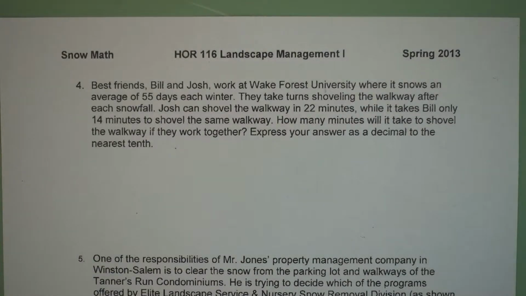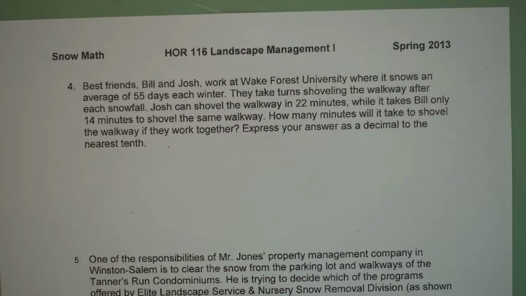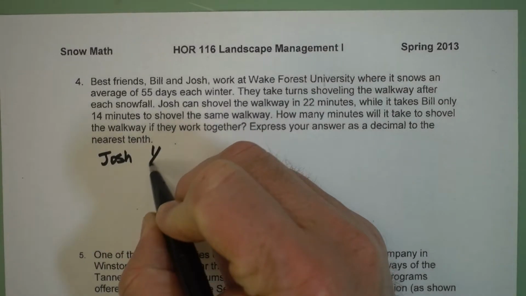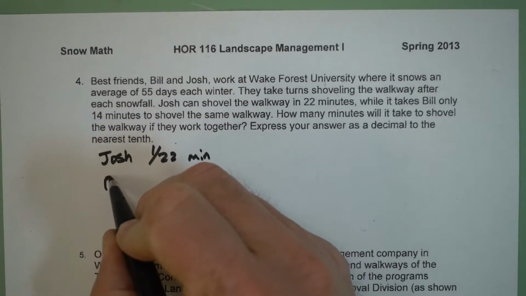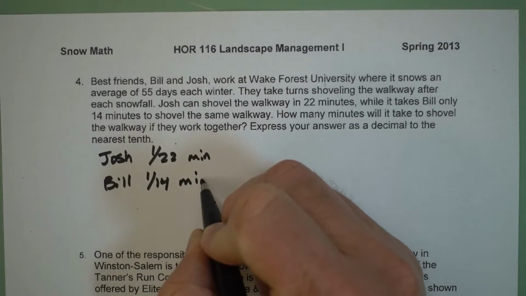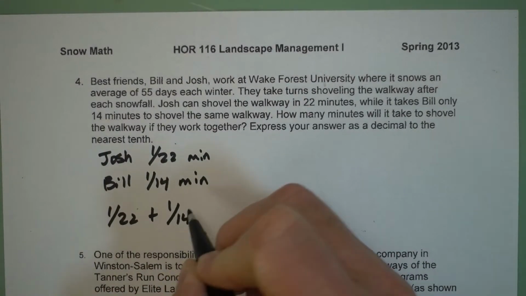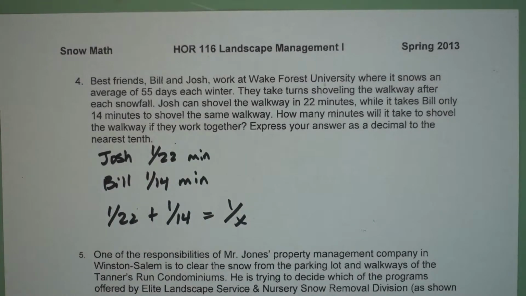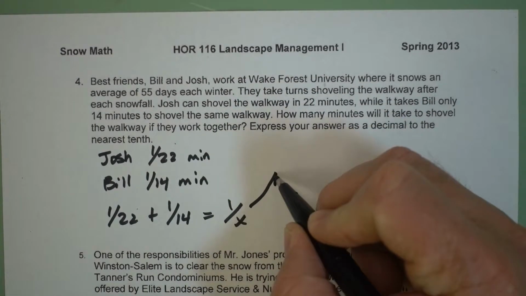All right, so what we got here, it's a little crazy. Again, my table is shaking. I apologize. But we got Josh. We can do it in 22 minutes. We got Bill. Do it in 14 minutes. And so we're going to add these two. 1 over x. We're going to figure out what that is. And so we're going to take this to the top.